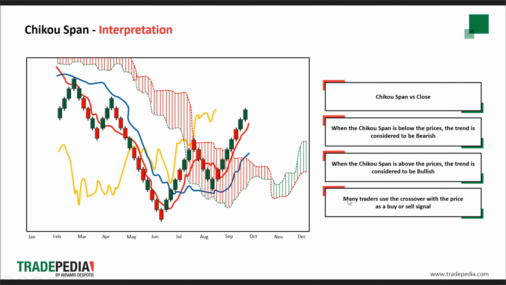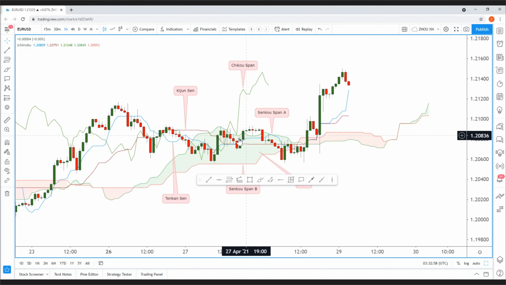Many traders use a crossover with the price as a buy or sell signal. Crossover means when it crosses over the price, then they will buy or sell. For example, let's just say the Chikou span is here, and it crosses over the prices here. Many traders will take this as a signal to buy in because it shows a more bullish signal. It shows that prices are going up.